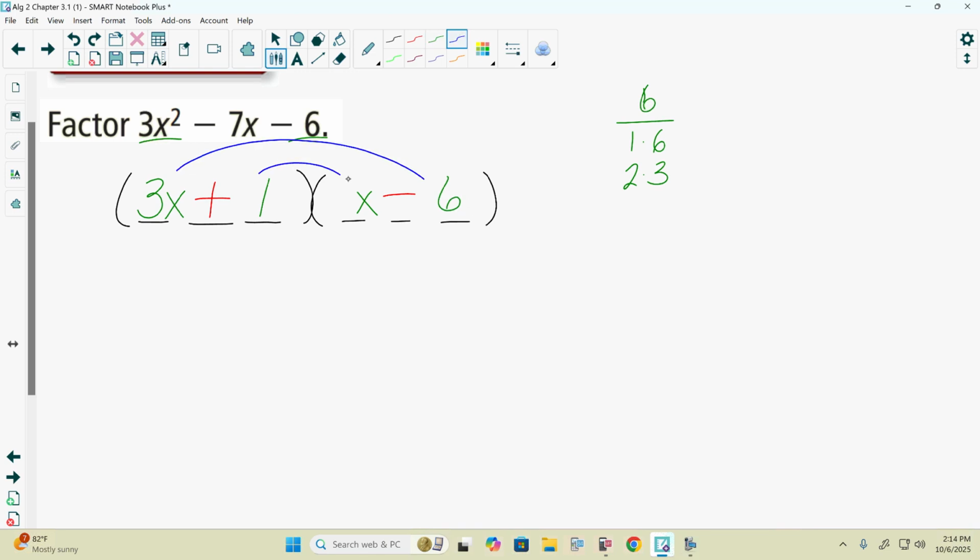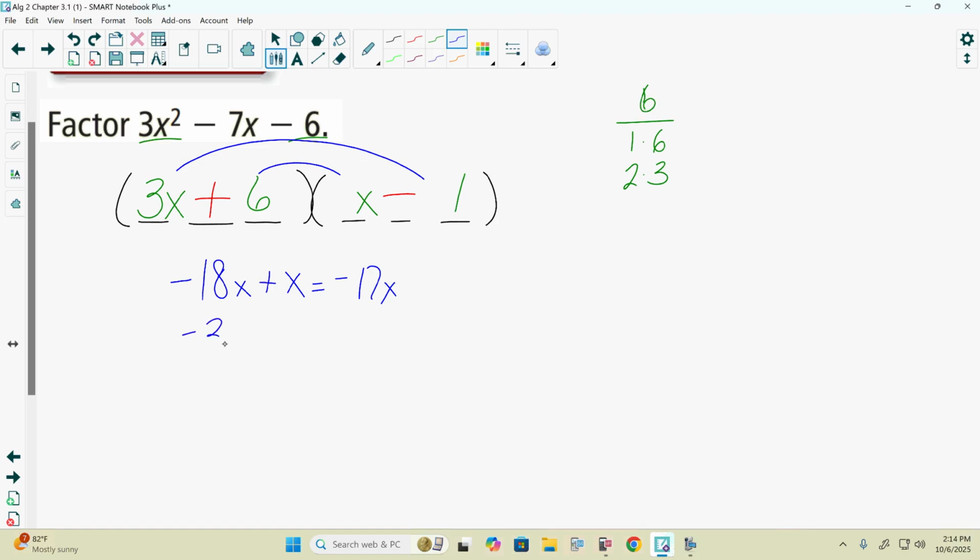Now 3x times negative 6 is going to be negative 18x. 1 times x is plus x, giving us negative 17x. We could switch the 1 and 6 and try it again. But this most likely is not going to work because we did not have a greatest common factor, and 3x and 6x have a common factor of 3. I'm going to go on and check it anyways.